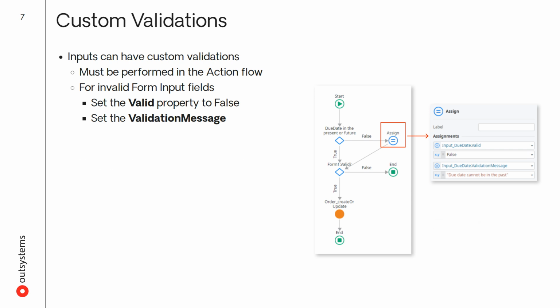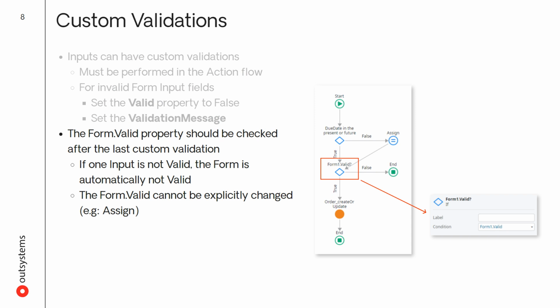Besides the inputs, the form also has a valid property. This property should be checked right after the last custom validation. The valid property of the form is automatically set to false when at least one input field of the form is set to not valid. This property cannot be explicitly changed in the logic and is managed automatically by the platform. This final check is important to make sure that all the validations were successful, and if not, avoid executing the happy path of the flow that will potentially store data in the database.